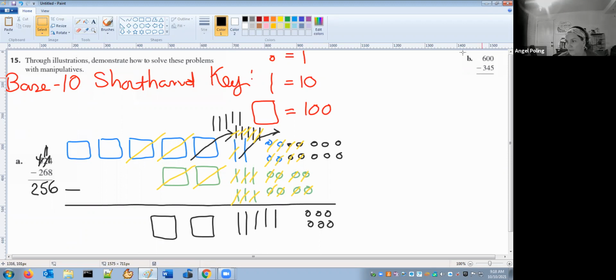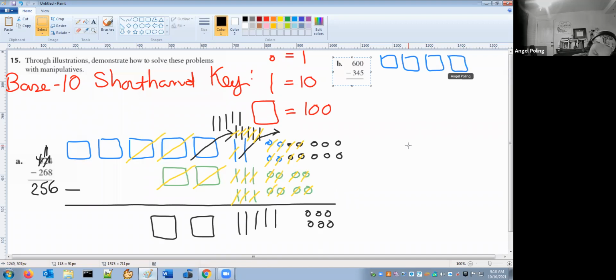Now for B, which is right here, we're going to have to do some steps of trading out. Let's start with 6 hundreds. So we have 1, 2, 3, 4, 5, 6.